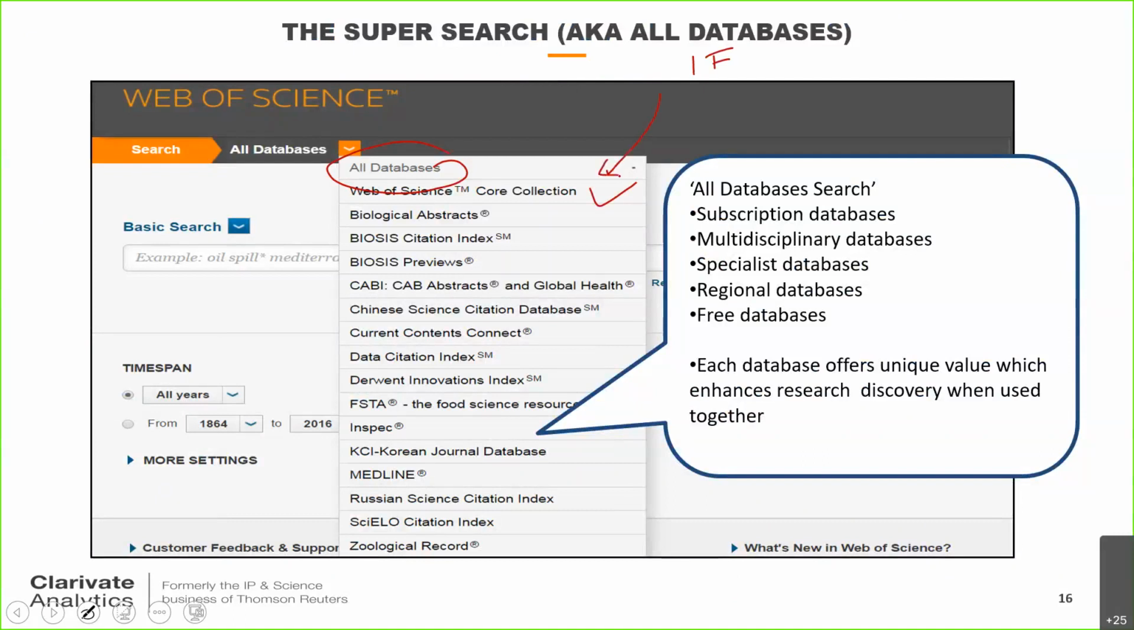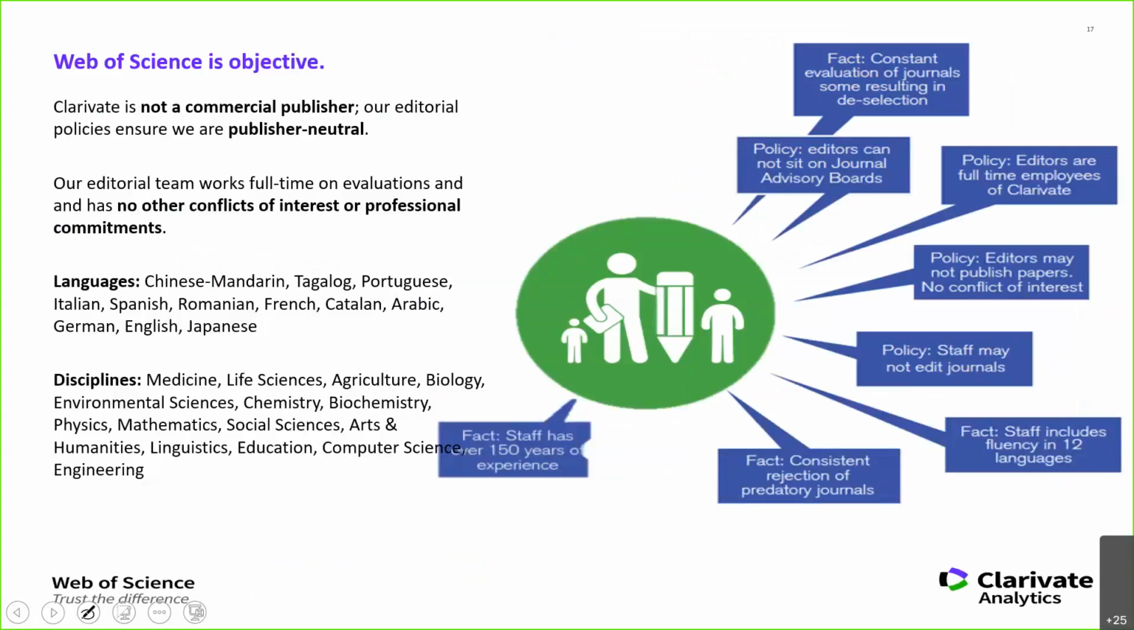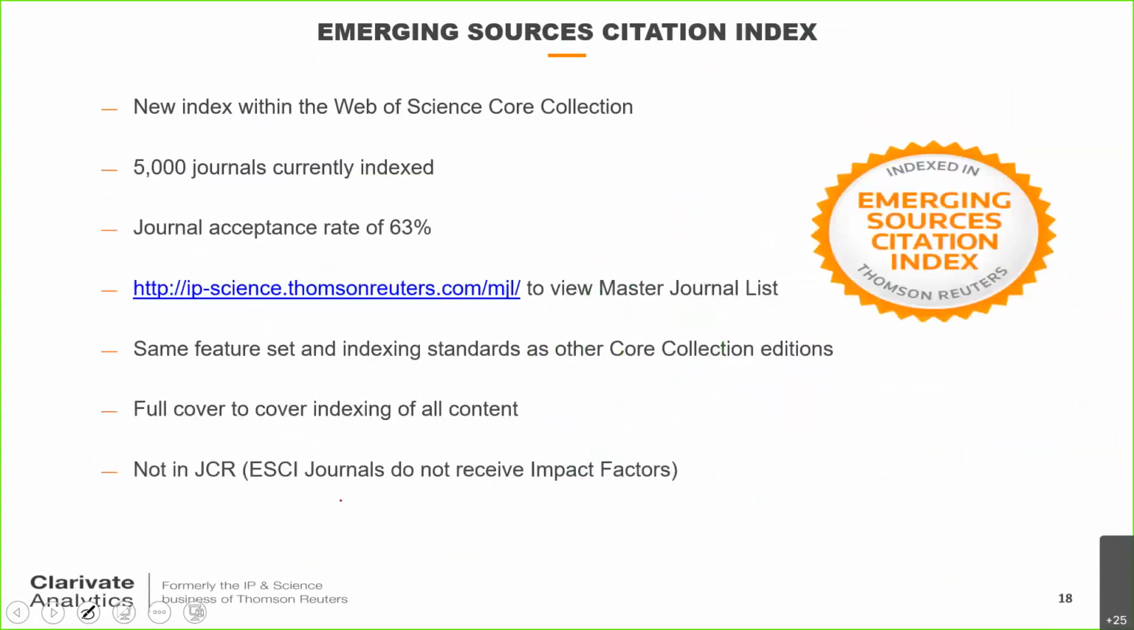Then we have Biological Abstracts, BIOSIS, Chinese Citation Database, Zoological Record. This is the old one. Russian Citation Index. So many. So basically, Scopus is a single-story library building. Web of Science is a multiple-story library building. As simple as that. Okay, so any more questions to ask?